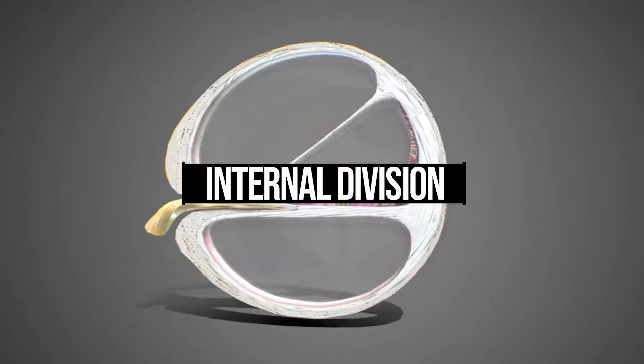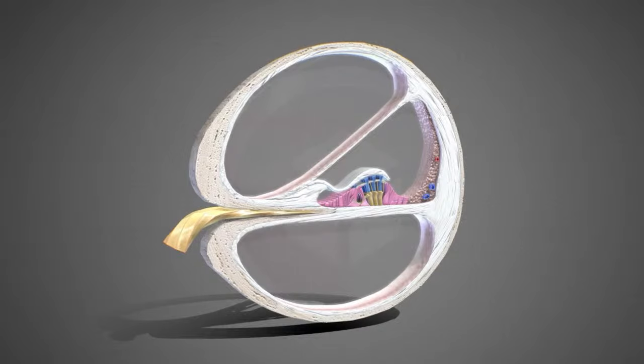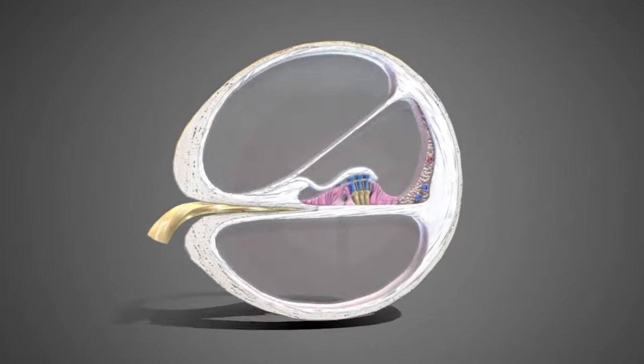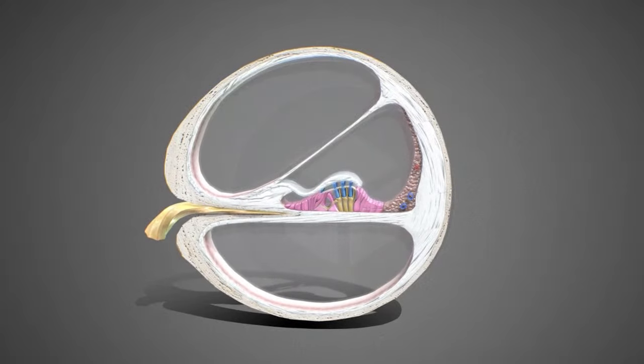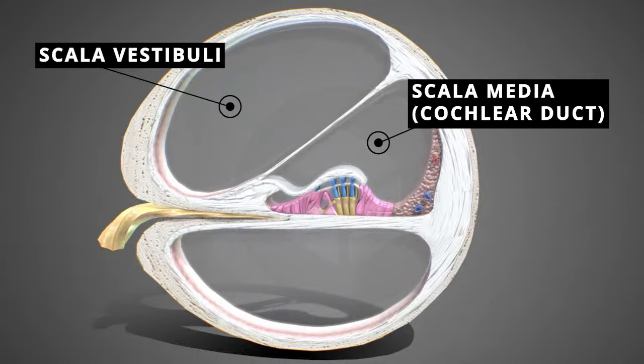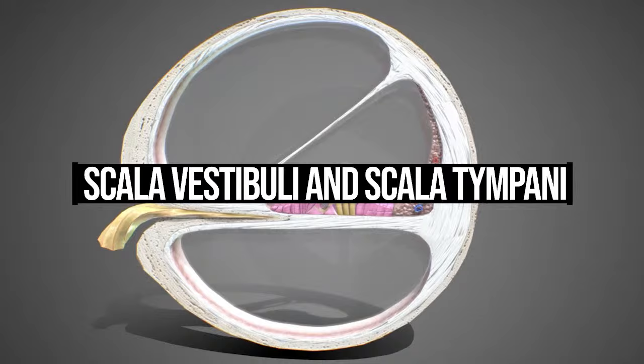Internal division. Inside, the cochlea is divided along its length by two membranes, the Reissner's membrane and the basilar membrane. This division creates three parallel, fluid-filled chambers or canals, the scala vestibuli, scala media, cochlear duct, and scala tympani. Scala vestibuli and scala tympani.